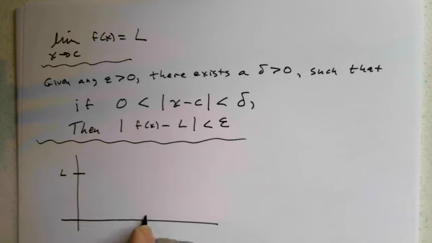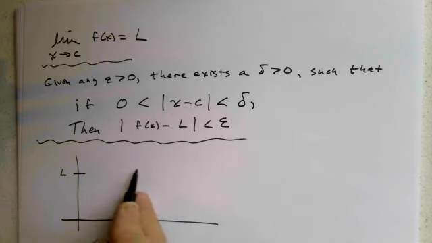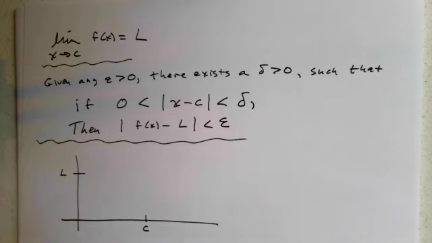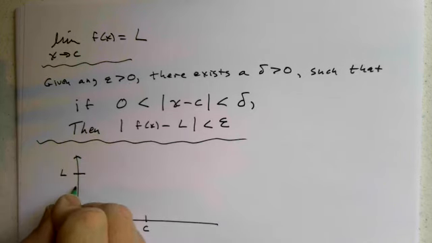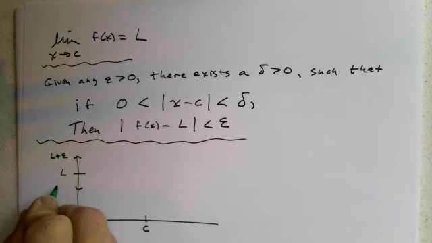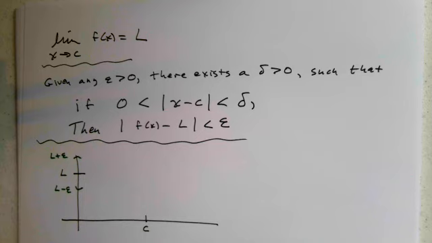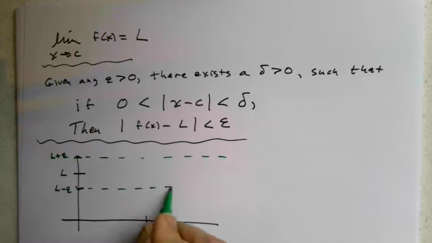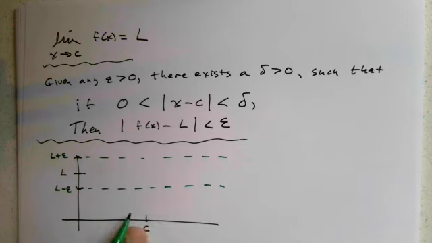Here is L. Here is C. As we approach C, the function values get closer and closer to L. So what does that mean? I choose any epsilon I want. I go a little bit above L and a little bit below L. A little bit above L, L plus epsilon, a little bit below L, L minus epsilon. And what that does is that creates a ribbon of values.